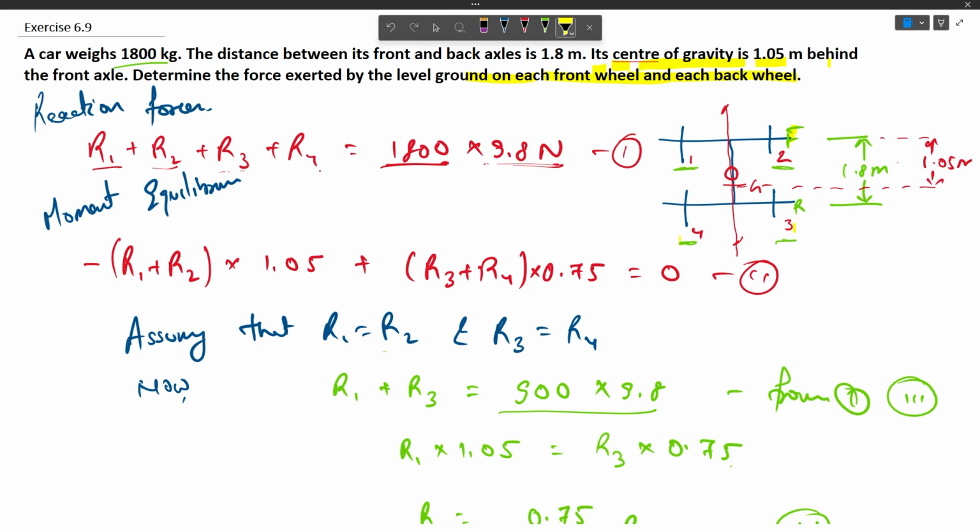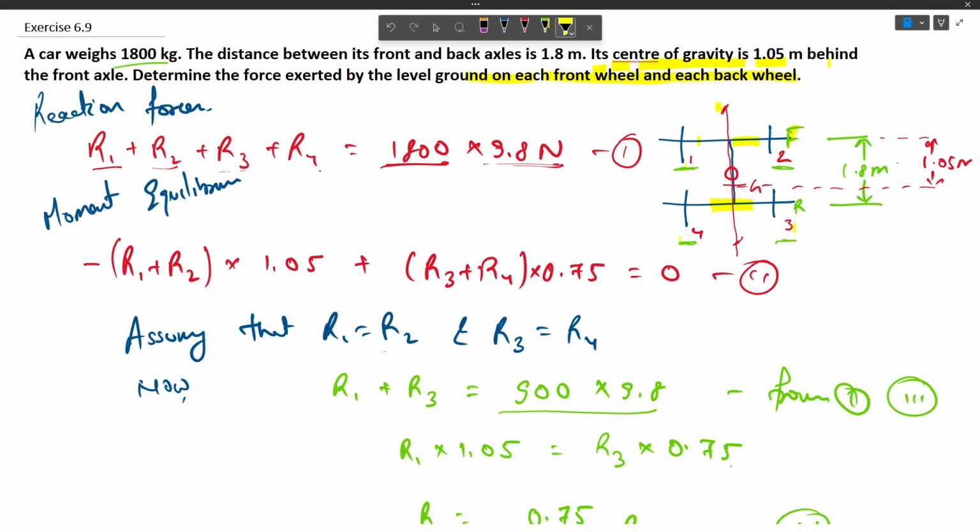So this is the symbolic representation of a car, and this is the front axle and this is the rear axle. Now I have numbered the wheels in clockwise direction, that is 1, 2, 3 and 4, and the center of mass is located by this point G, and it is at a distance of 1.05 meter from the front axle. So we have to find out what is the reaction force that is being applied on the wheels, all the wheels, now front wheel and the rear wheel.